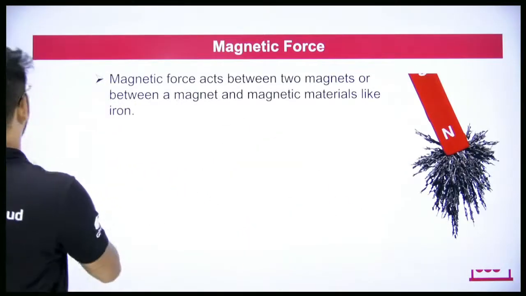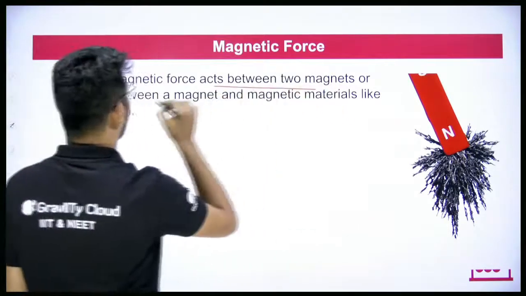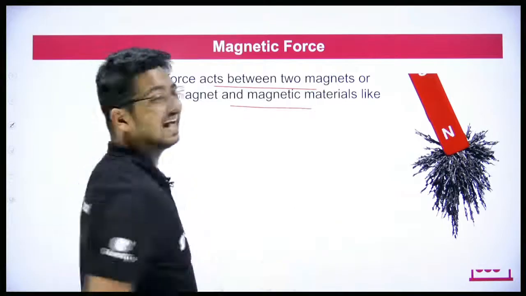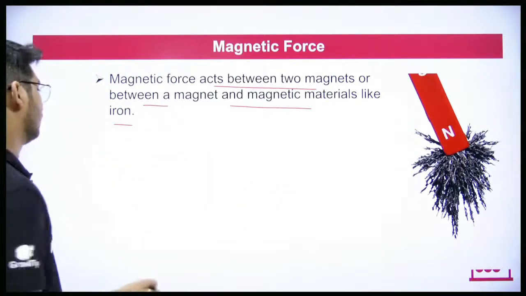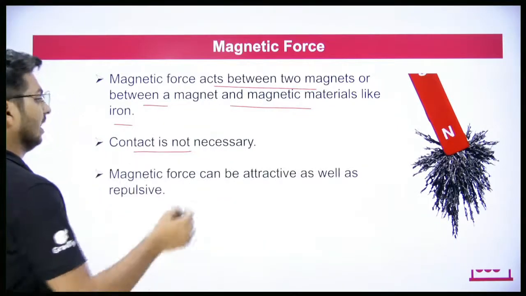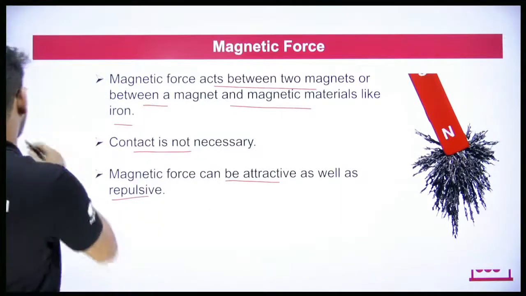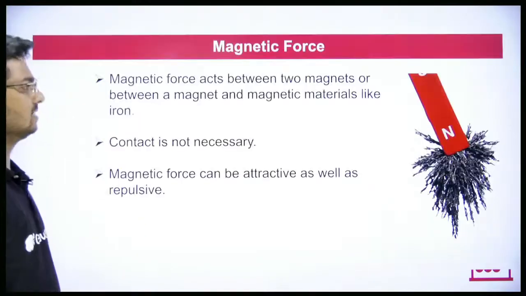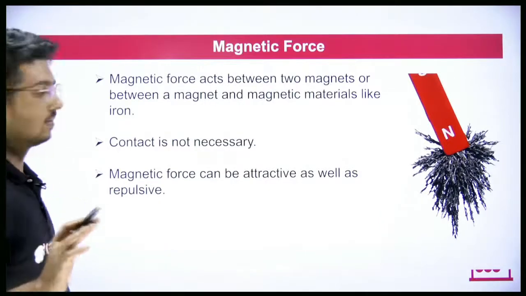So magnetic force, as you can clearly see, acts between two magnets or between a magnet and a magnetic material like iron. Yes or no? Contact is not necessary, and it can be attractive as well as repulsive. We just watched the video. Magnetic force. Very simple. Clear?